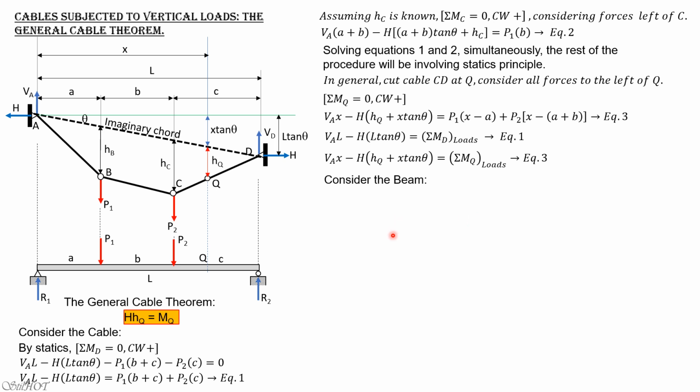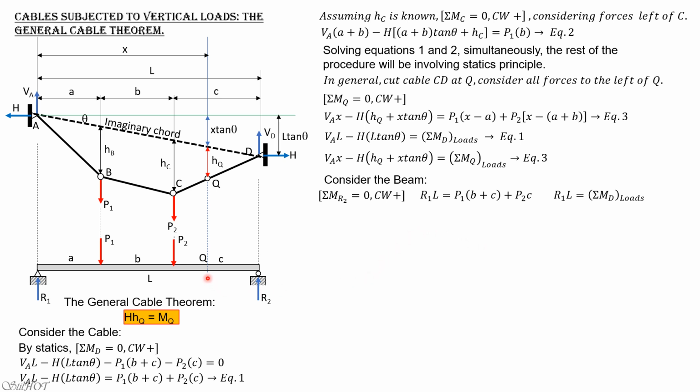Since our objective is to find the moment at Q, we first solve for R1 by summing up moment about R2 equals 0. Clockwise is positive. So we have R1 times L equals P1 times (B plus C) plus P2 times C. But because this value is the same as the right side of equation 1, which we denoted earlier as summation of moment about D due to the loads, R1 times L equals summation of moment about D due to the loads.